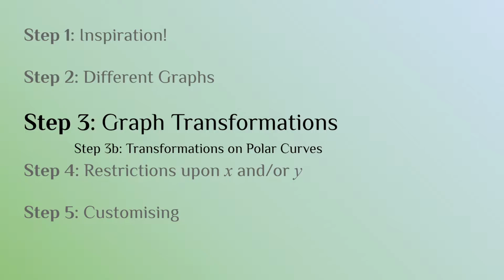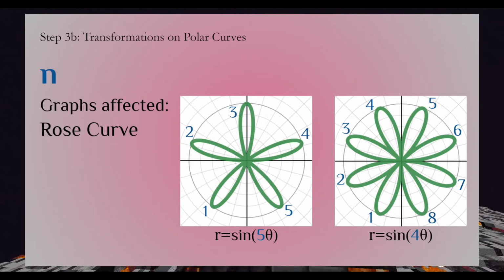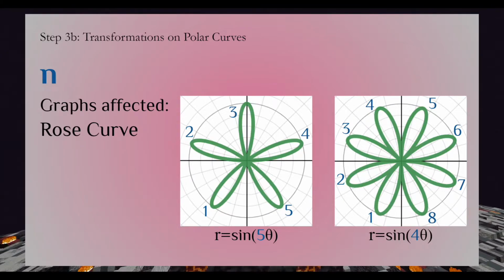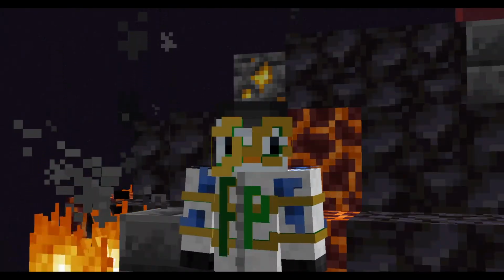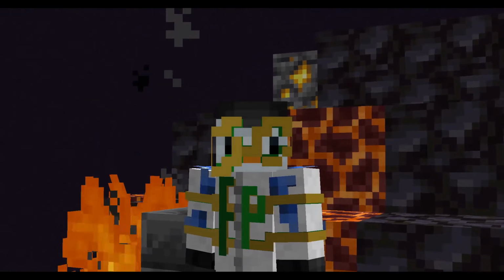Now we are done with the transformations of Cartesian graphs, and on to, let's say, step 3b, transformations of polar curves. Now we're on the polar curves and are starting with one of my favorites, the rose curve. Bet you'll never guess where they thought of that name. Although personally I think maybe Daisy could have been a better fit.